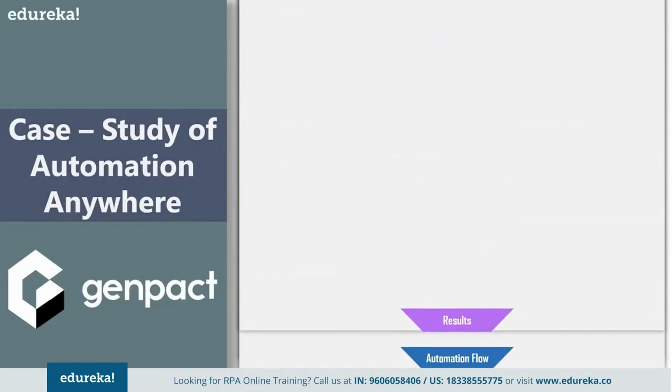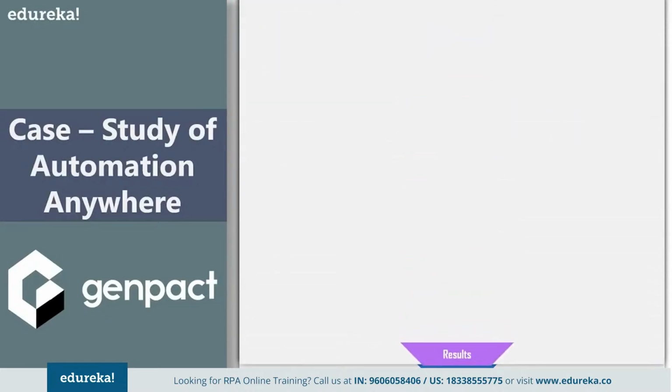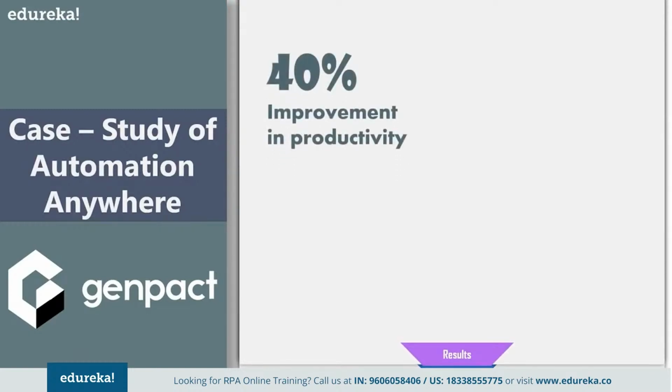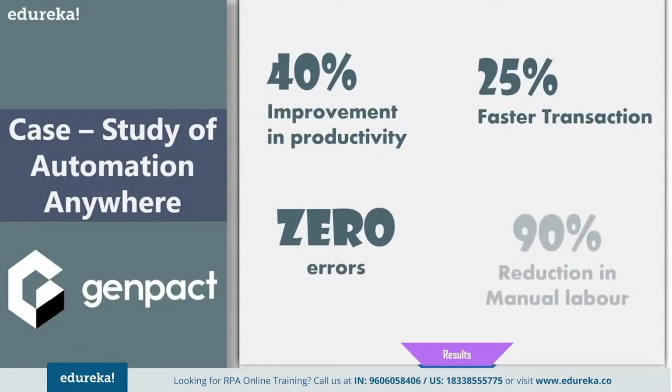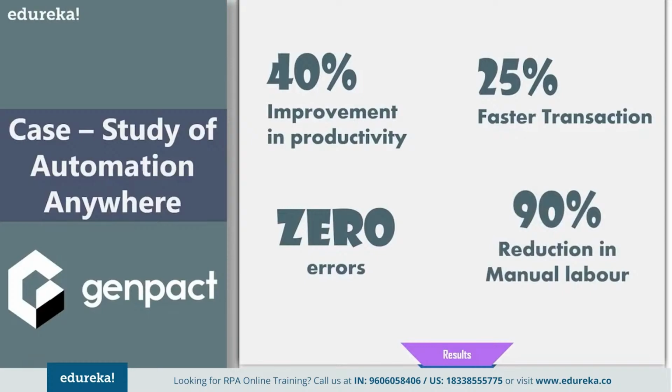Now moving on to the results of this particular solution, the results observed were quite good. There was a 40% improvement in productivity and a 25% increase in the speed of transactions. There were zero errors caused, as people would not do anything manually, so there were fewer chances of errors, and 90% of manual labor was reduced, right? So this is, guys, quite a good number when you observe. Looking at such results, I'm sure you would be excited to learn Automation Anywhere.